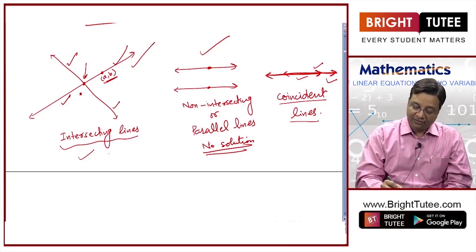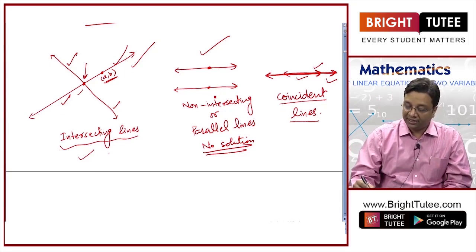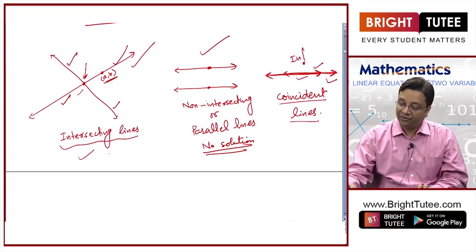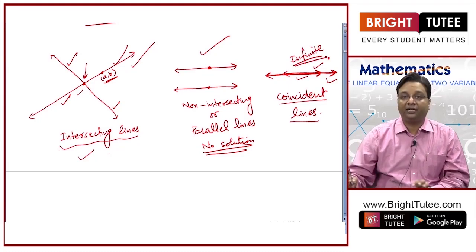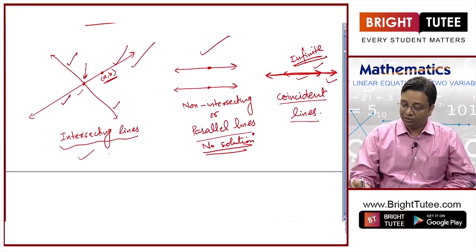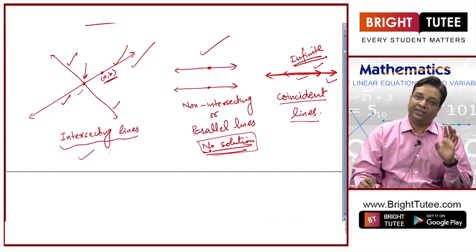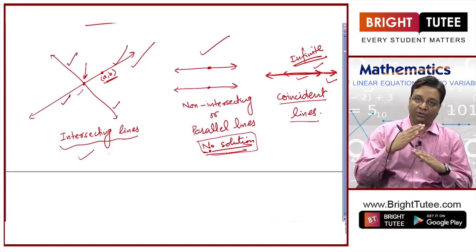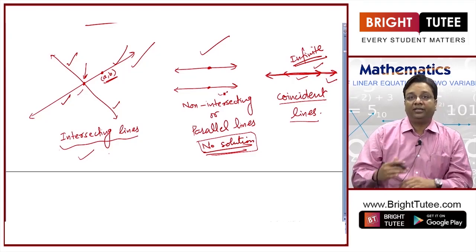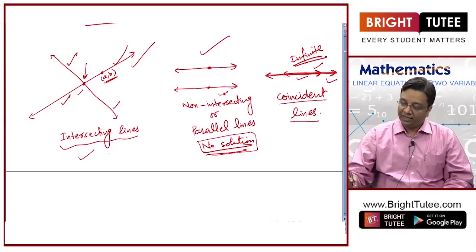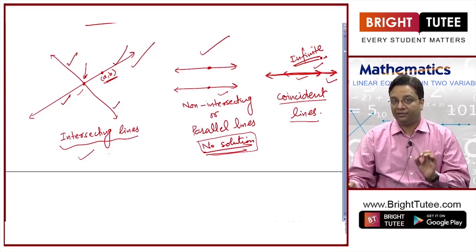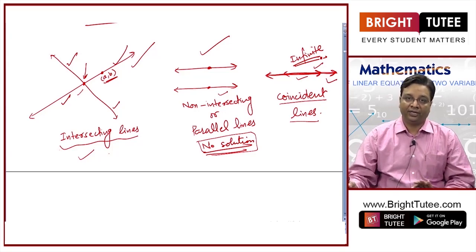So, in this case, we will have one point which is common to both the lines. In this case, we will have no point which is common to both the lines, and in this case, we will have infinite points which are common to both the lines. Okay? Even if you do not want to get into solutions right now, you can say that there is one common point if you have got 2 different lines which are intersecting, no common point if you have got two parallel lines, and infinite points common to both the lines if these lines are coincident lines. Okay.